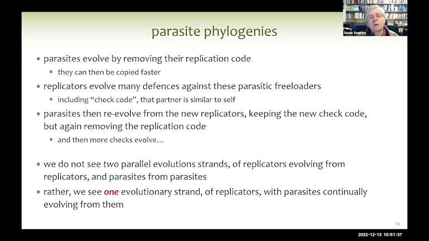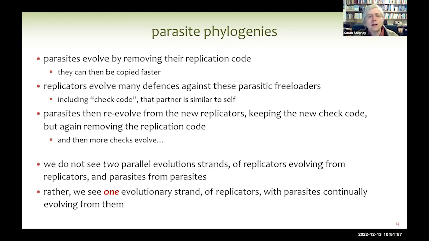But then once the replicator has evolved a defense, the parasite then re-evolves from this new replicator. It keeps the check code and simply ditches the replication code. And so it gets shorter, it has an evolutionary advantage, but then more checks evolve and so on.